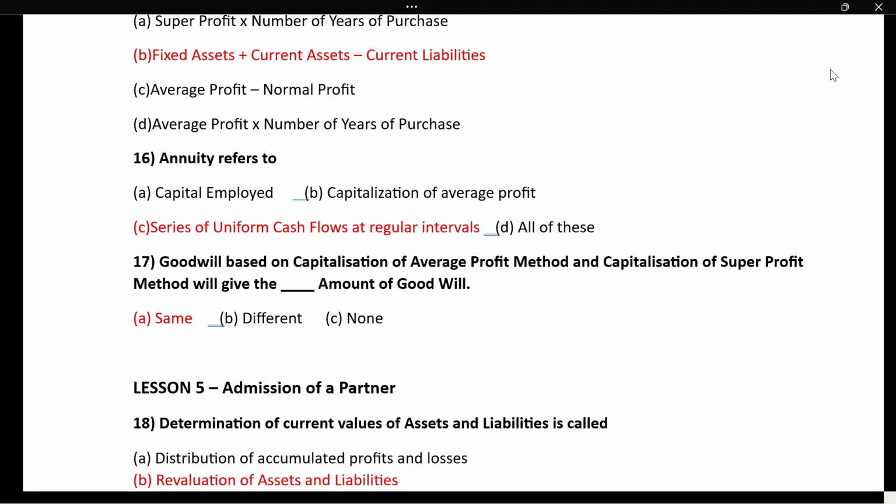Some information I took from Do You Know Fact, so if you have any doubt, you can refer to that. Goodwill based on capitalization of average profit method and capitalization of super profit method: when you calculate by these two different methods, the amount will be the same.